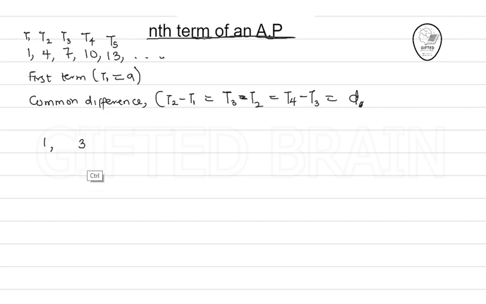So, this should be 4. Let me correct that. 4. And then we add 7, and then we add 10, and 13. Now take note of some things here.